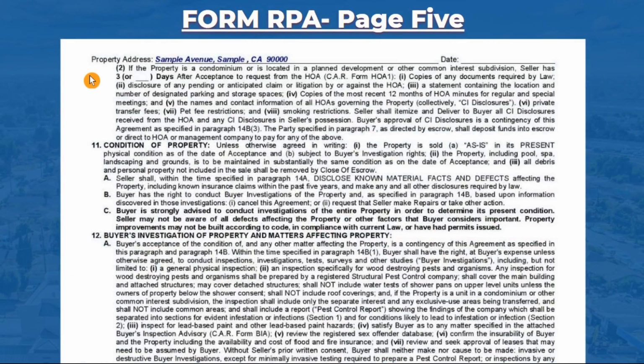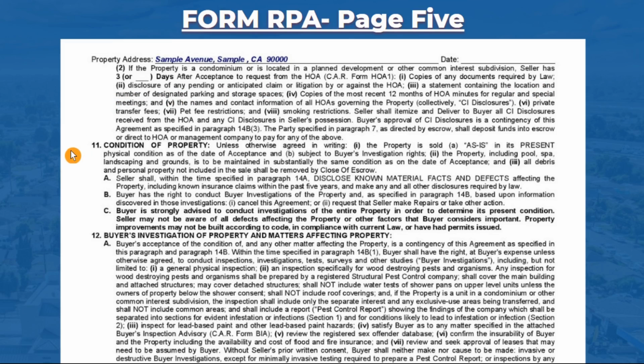On page 5, it talks about whether or not the property is a condominium, and you should know that up front, but the seller needs to state it. That would be covered in the property profile, and that would be something that we would confirm before writing the offer. But as part of the agreement, the seller has to state that it is a condominium or part of a planned development, and request from the HOA copies of any documents required by law.